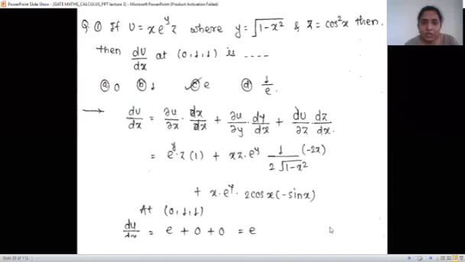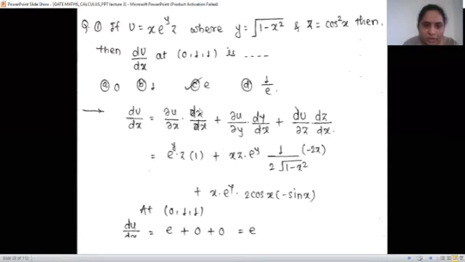If u is x e raised to y z, where y is and z is, then du by dx at 0, 1, 1 is. So du by dx, right? If we see here, u is a function of x, y, z, and it is asked to find du by dx, the total derivative with respect to x. Actually, u is a function of 3 variables x, y, z. So we have to first take the derivative with respect to x, that is dou u by dou x, or we can write du by dx, no problem.